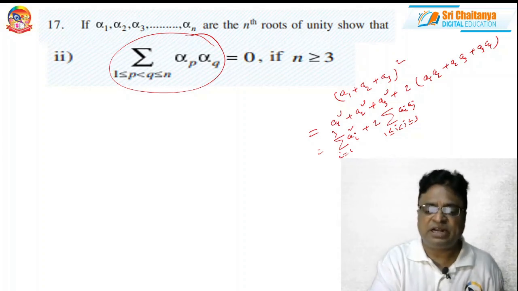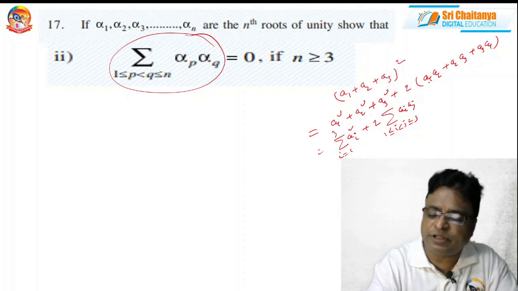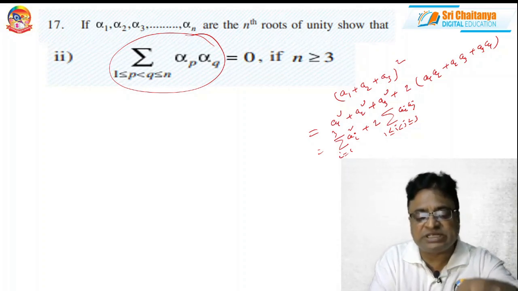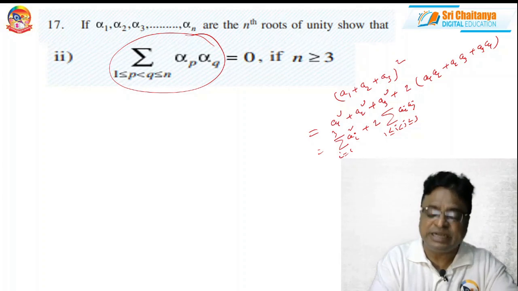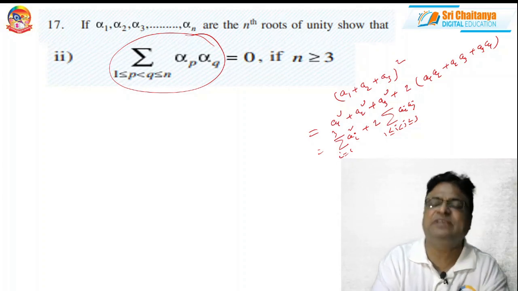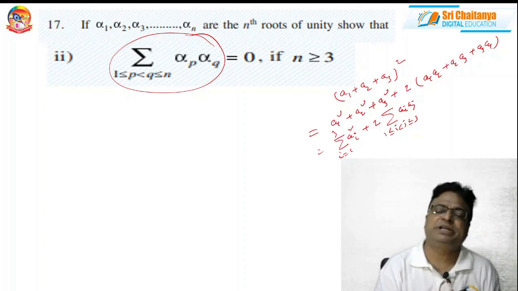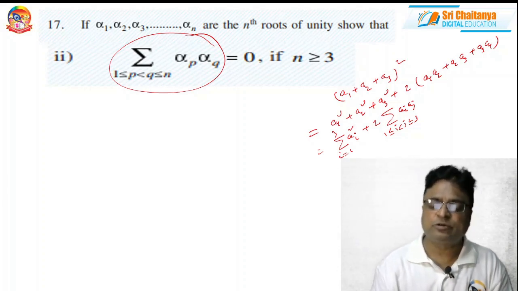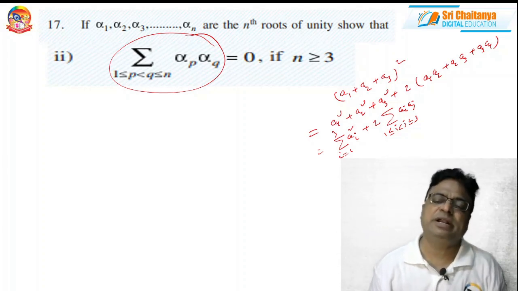Okay. Finally, here I want to show the sum of the product of the roots taken 2 at a time. Indirectly, what does it mean? The notation means the sum of the product of the nth roots of unity taken 2 at a time. Sometimes in examination they may ask, what is the value of the sum of the product of the nth roots taken 2 at a time? If they ask the question, immediately you can write the answer as 0.